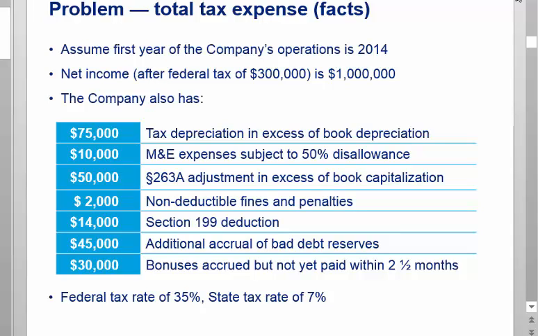Okay, meals and entertainment expenses subject to 50% disallowance of 10,000.